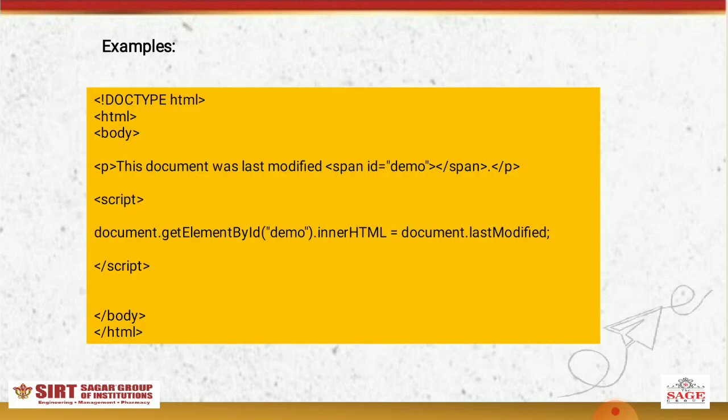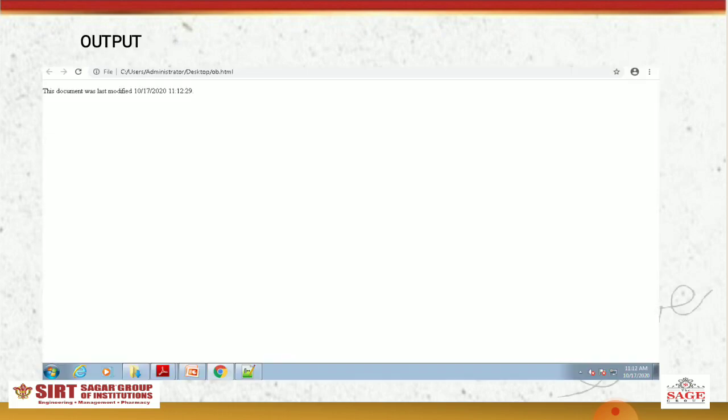The next example is innerHTML with document modified with scripting. So also we start with HTML, body section, paragraph, script: document.getElementById demo dot innerHTML is equal to document.lastModified. So script close, body section close, HTML close. Then this is our output.